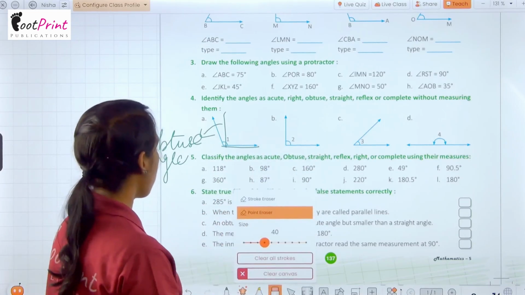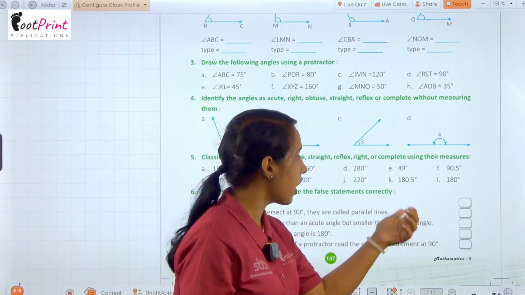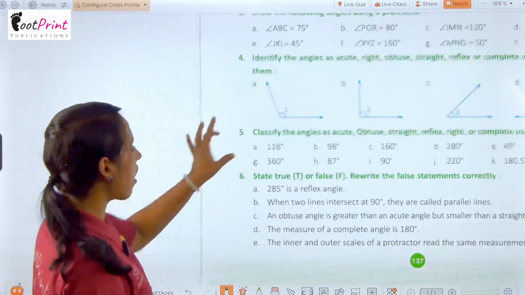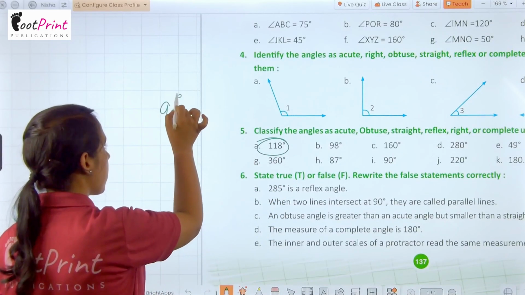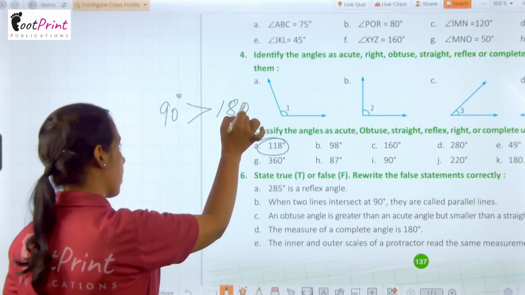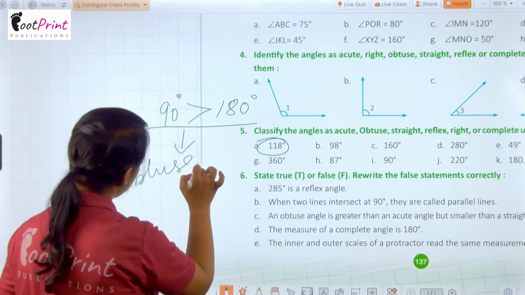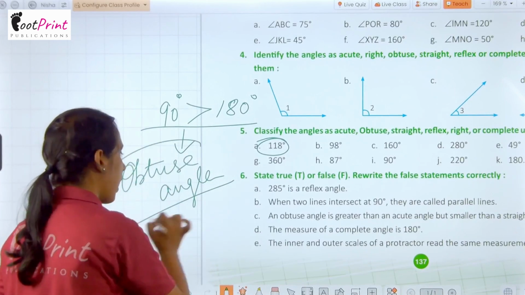Okay, now question number 5. Classify the angle as acute, obtuse, straight, reflex, right or complete angle using these measures. So here we have measure of 118 degree, that is more than 90 degree and less than 180 degree. This type of angle is obtuse angle. Okay, so we can write 118 degree angle is equals to obtuse angle.